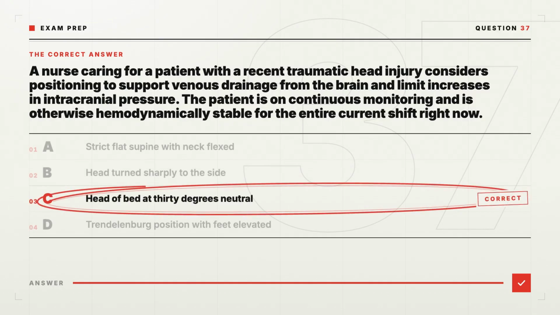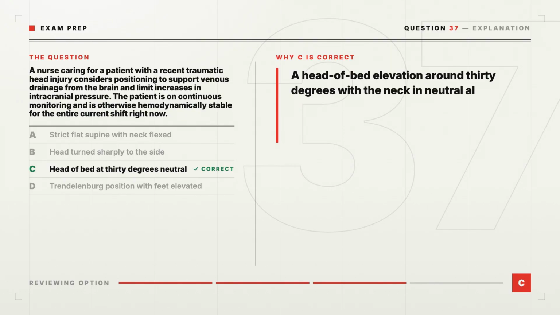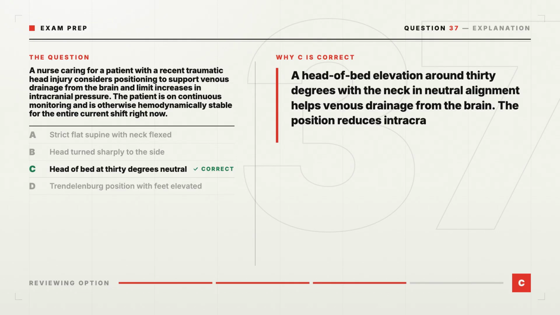The correct answer is C. Head of bed at 30 degrees neutral. C is correct because head of bed elevation around 30 degrees with the neck in neutral alignment helps venous drainage from the brain. The position reduces intracranial pressure without compromising cerebral perfusion in a stable patient.